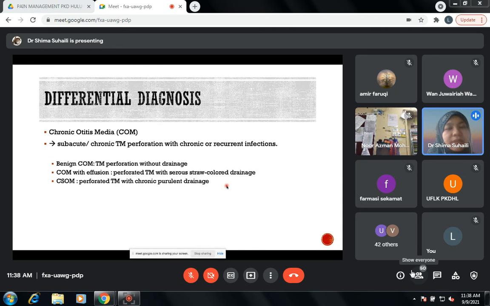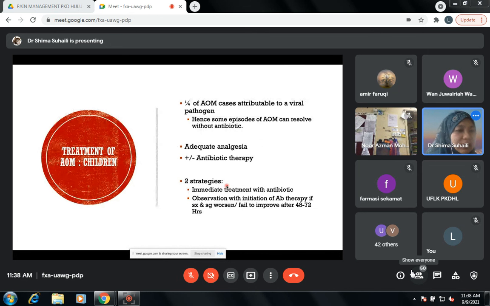differential diagnoses of AOM. So again, the history and also the otoscopic examination is very important for us to make the diagnosis. Okay. So now we go to the treatment of AOM, especially in children. One quarter of the acute otitis media cases are actually attributed to a viral infection. So that's why, as I said before, some episodes of AOM can resolve spontaneously without antibiotic.